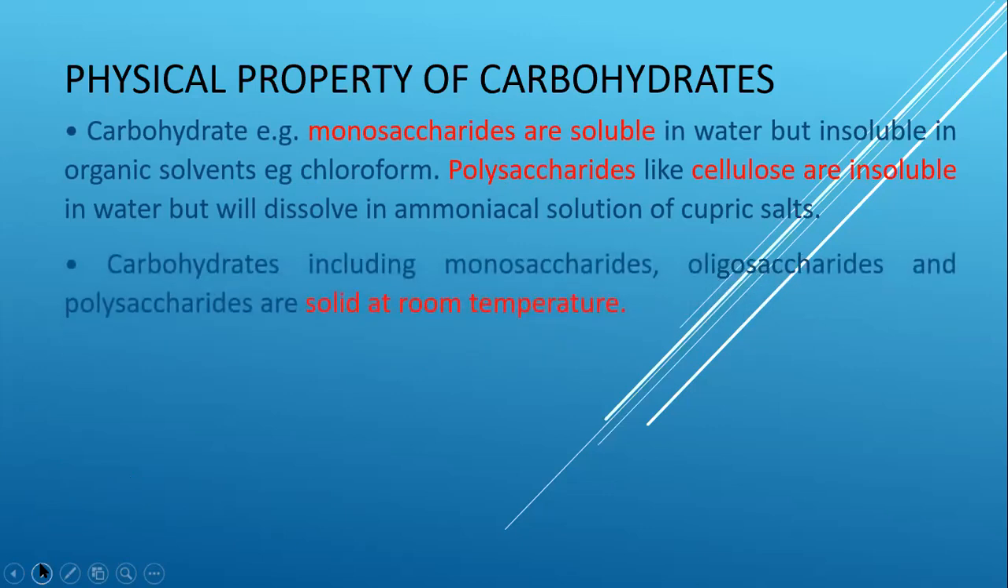Carbohydrates are solid at room temperature. That's why we see starch solid, sugar, glucose solid, sucrose solid. Most monosaccharides and disaccharides are sweet. Glucose is sweet. Sucrose is sweet. And what makes honey sweet is also the carbohydrates, monosaccharides in it. The fructose is also in honey.